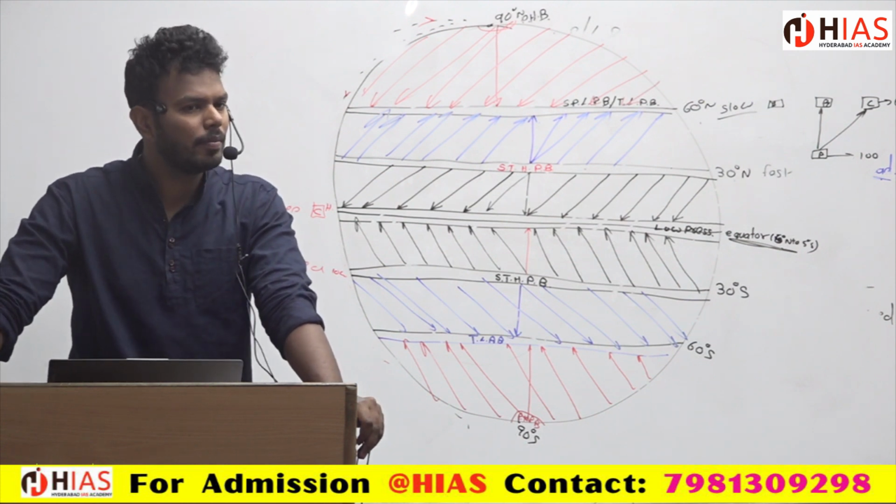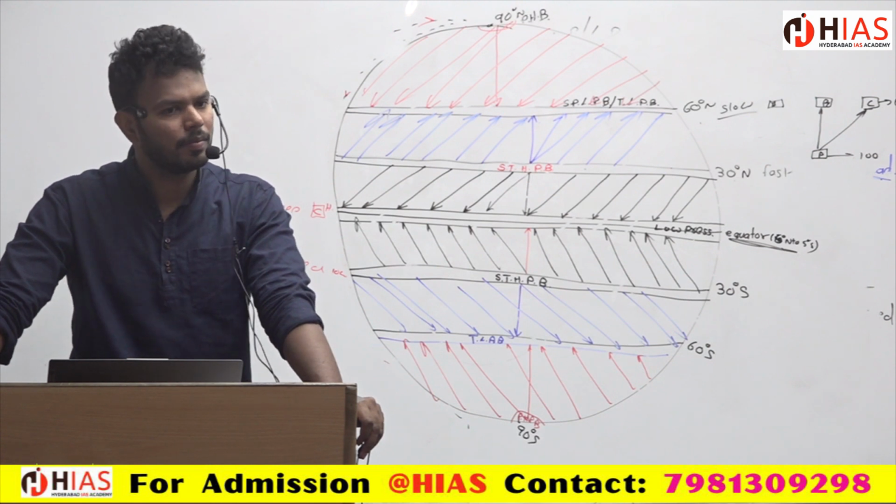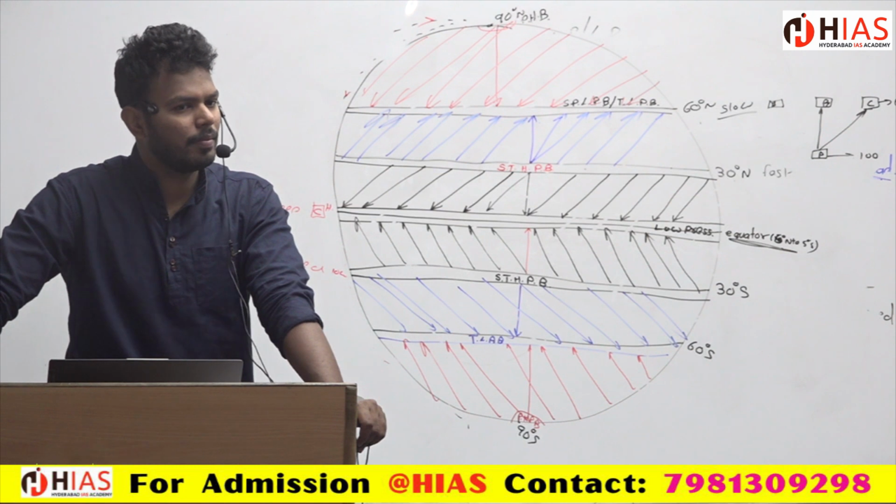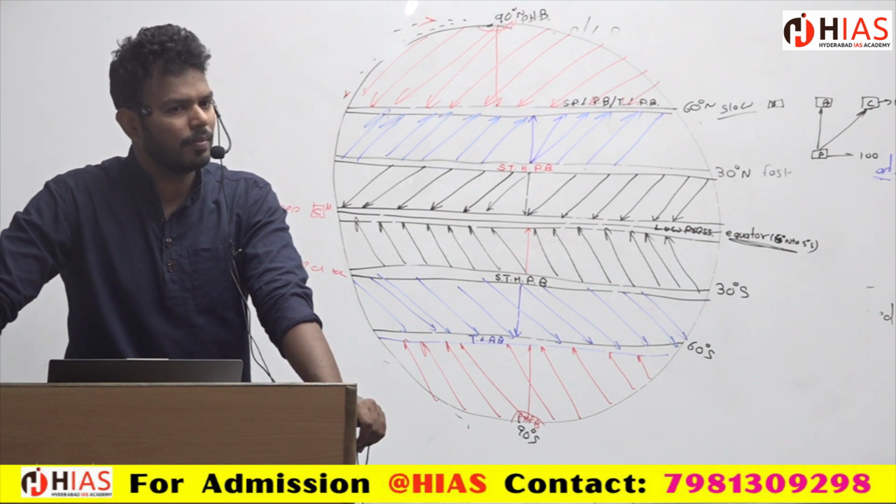From 90 degrees to 60 degrees, we are moving downwards. From 30 to 60, we are moving upward. Why are we changing direction? We are moving in the same direction, from up to down, up to down.